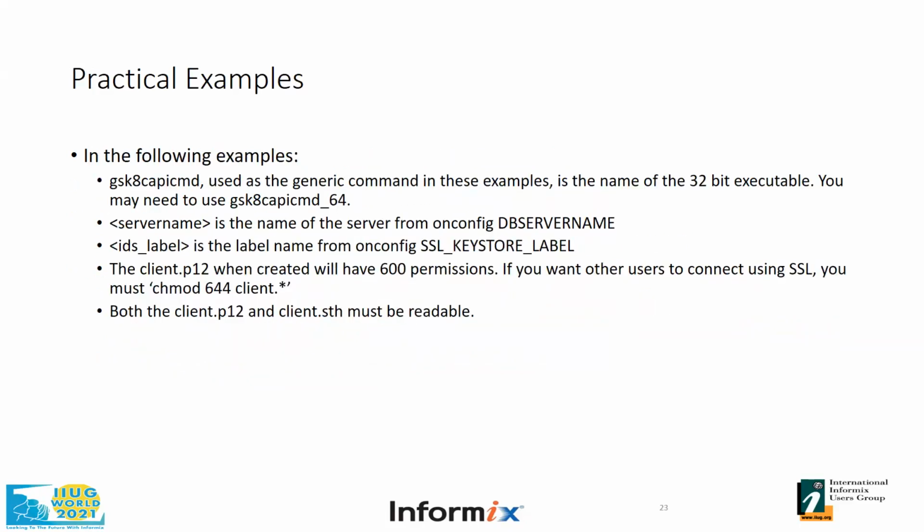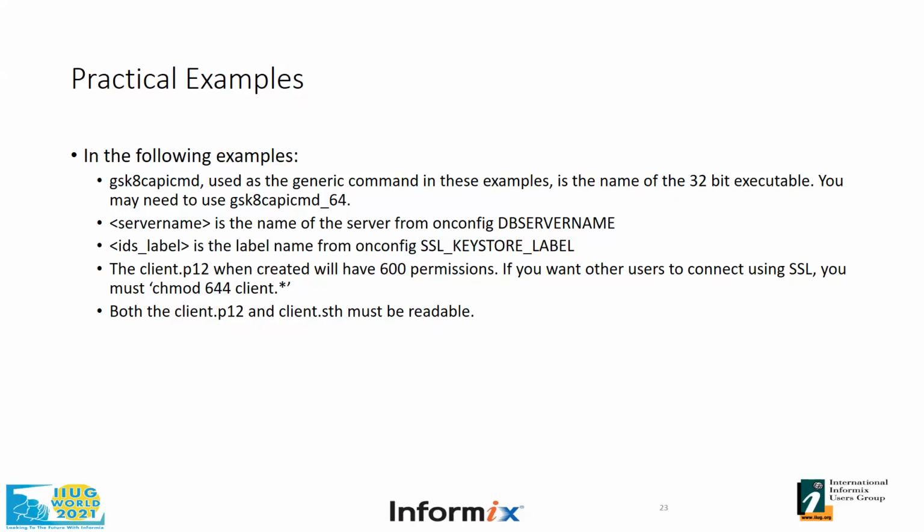Okay, so now I have some practical examples. Like I said before, I'm using the 32-bit CAPI command just because it's simpler and easier to type. You may need to use 64. Any place you see server name, it's the name of the server from the onconfig DBSERVERNAME. IDS label is the name of the label from the onconfig SSL keystore label. The client P12 file, when created, will have 600 permissions. If you want other users to connect, you need to change it to at least 644.